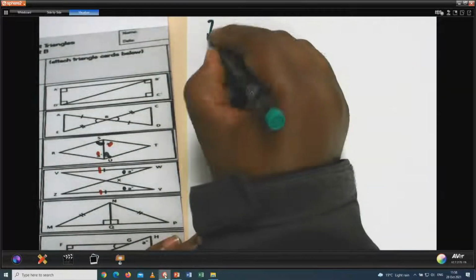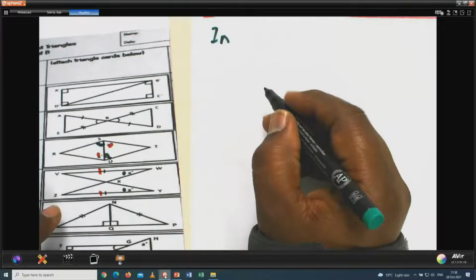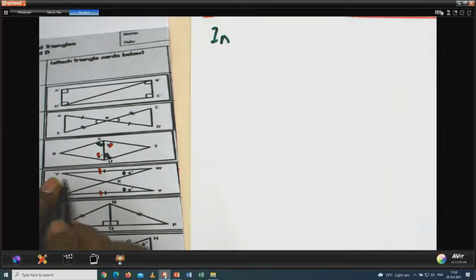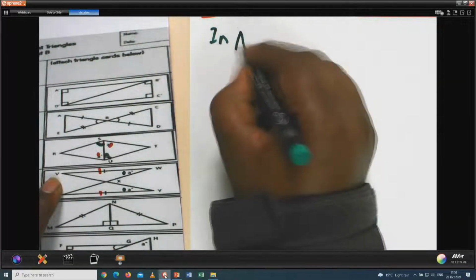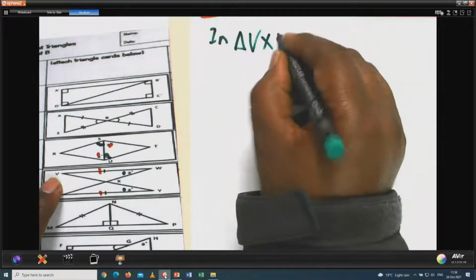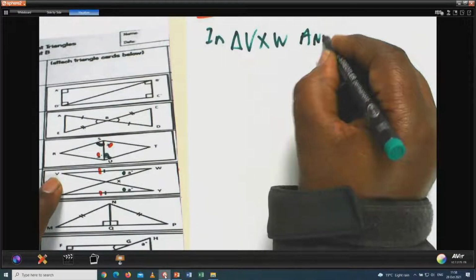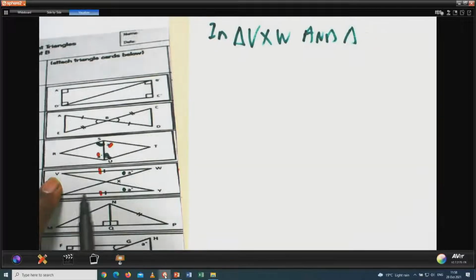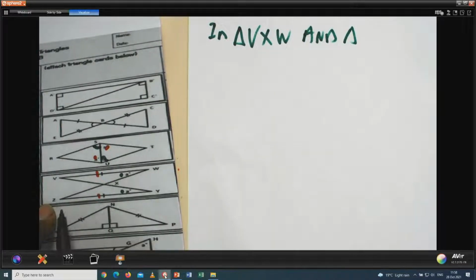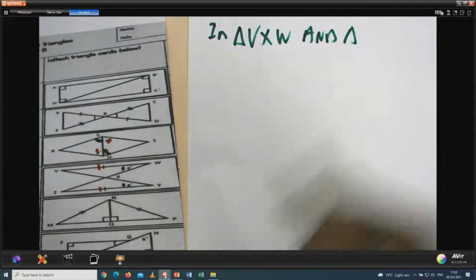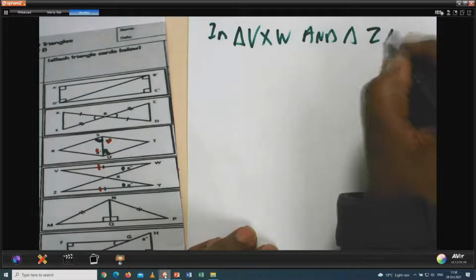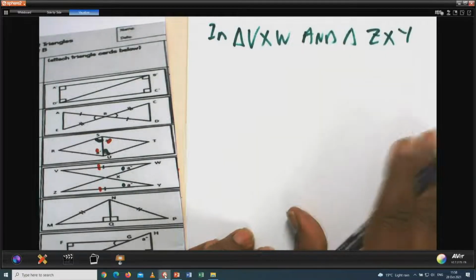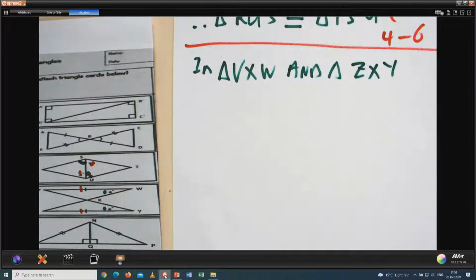Now you start saying, okay, in triangle VXW and triangle ZXY, let's see what is happening. Let's analyze these two triangles. Let's analyze what we have.